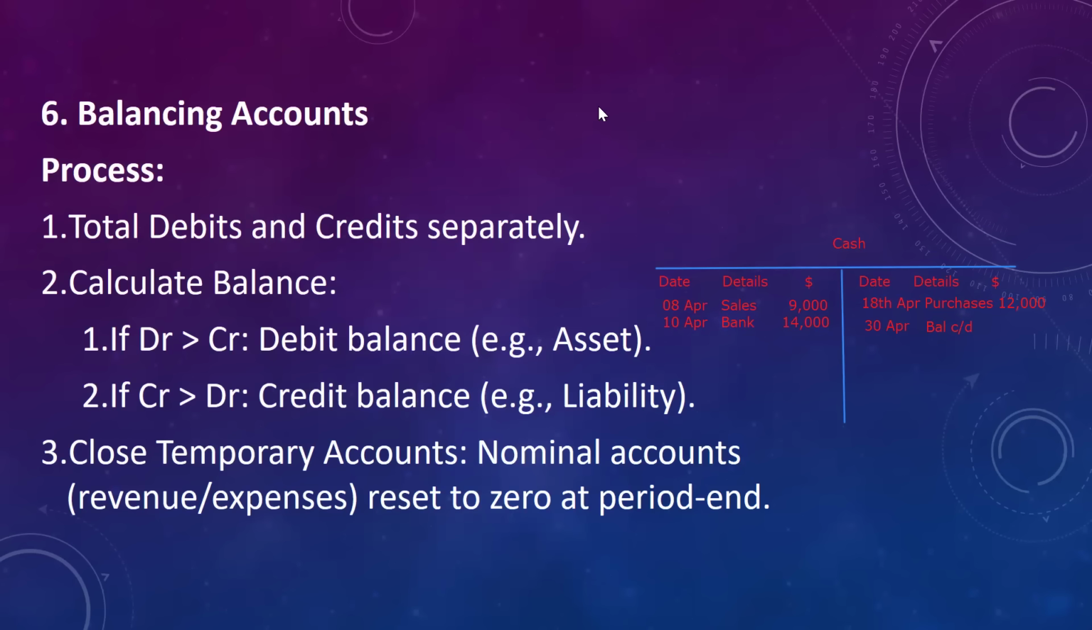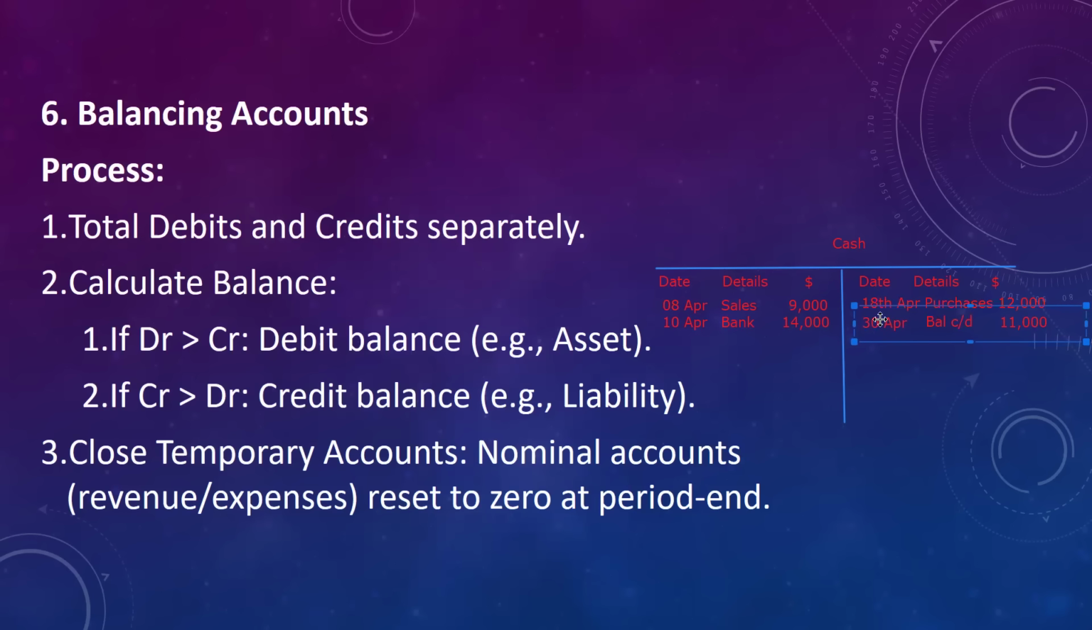22,000. 23,000. 23,000 take away 12,000 is how much? 11,000. 11,000. So that's what I'm recording here. Right? This figure is supposed to make both sides equal. That's what they call balancing. Both sides are supposed to balance off.